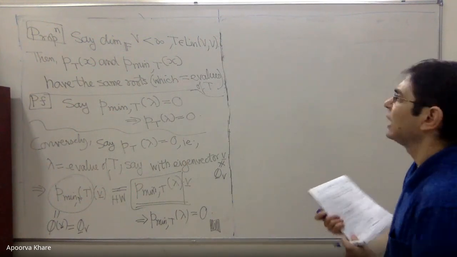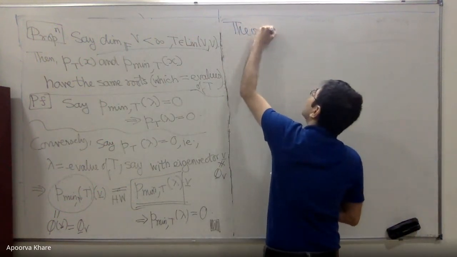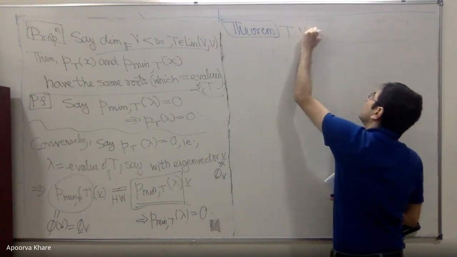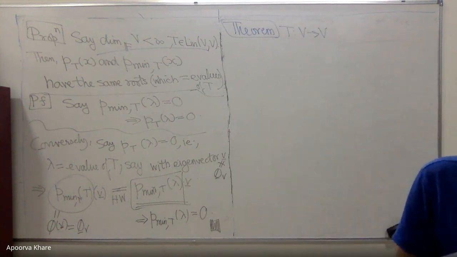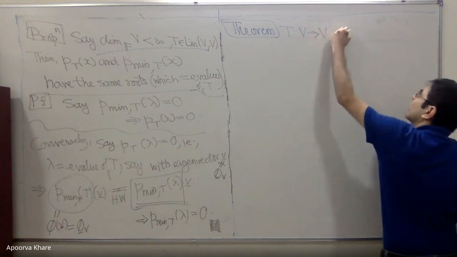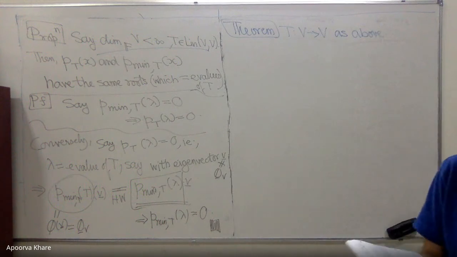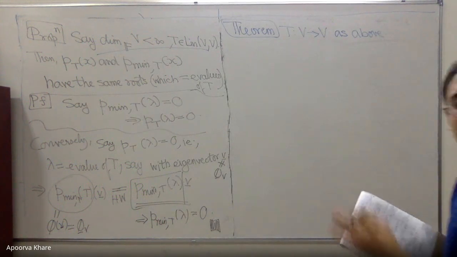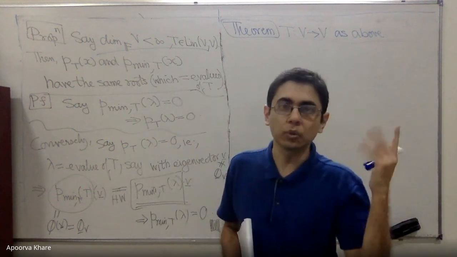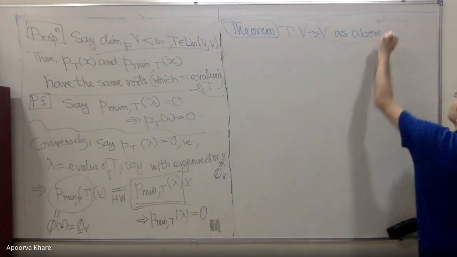Theorem. Okay, so T from V to V as above, which means that V is finite dimensional over some field, and T is linear, and goes from V to V. And now suppose all the roots, sorry, this is the thing we had said about either you use an algebraically closed field or you just assume that all the eigenvalues lie in the field.